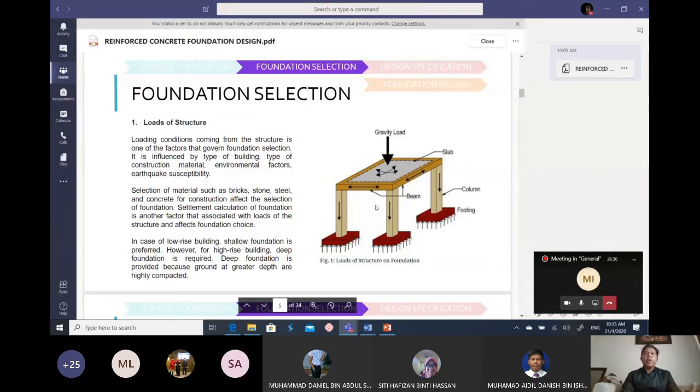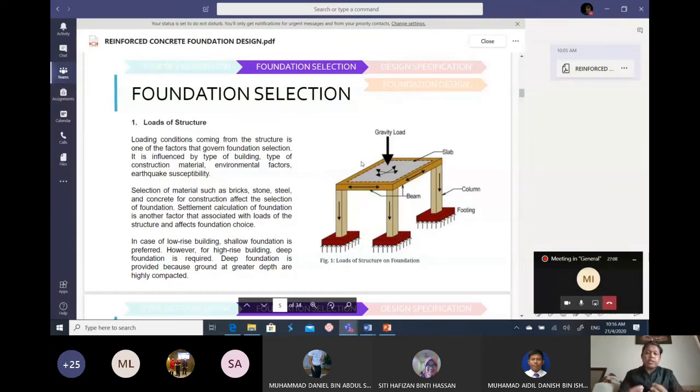Another thing is that the load of the structure also comes from additional loads like the environment, such as areas of natural disasters like earthquake, volcanic activity, and flood areas. So you have to understand this environmental condition so that you will choose the right foundation to support your building.